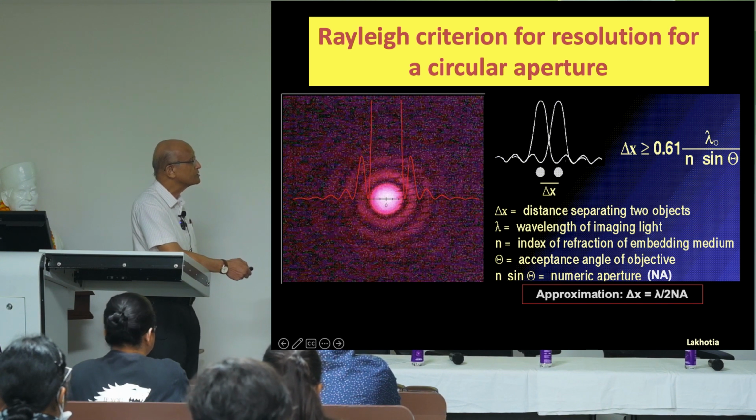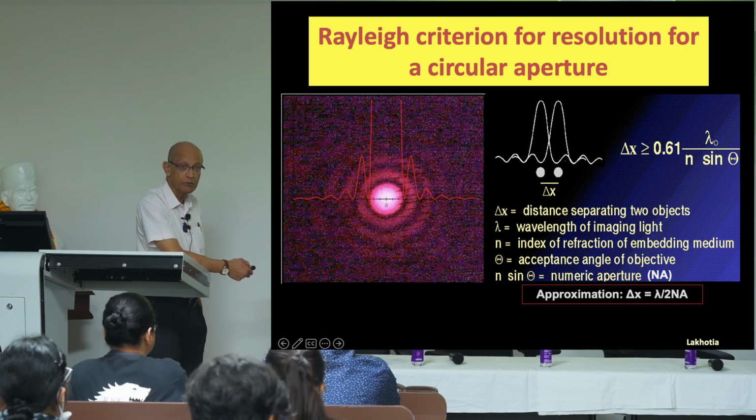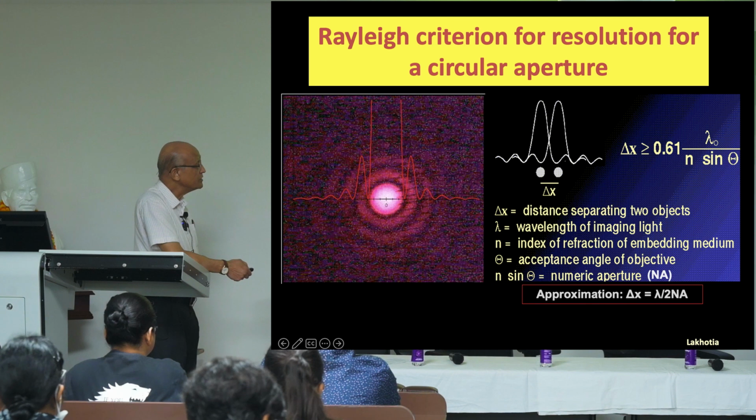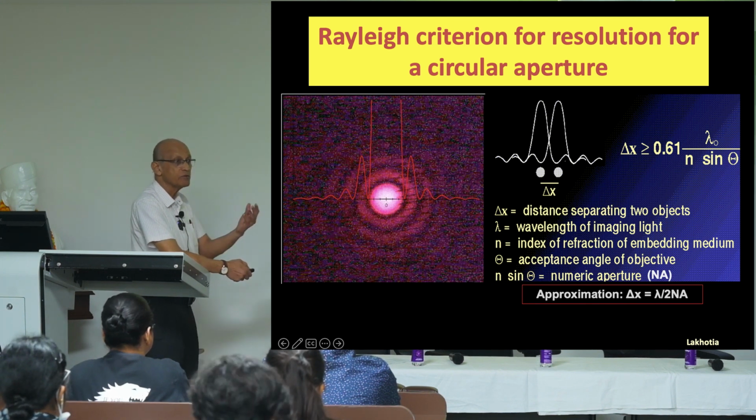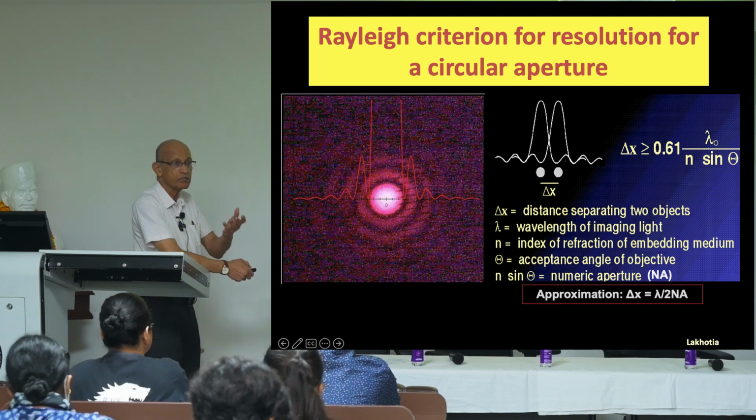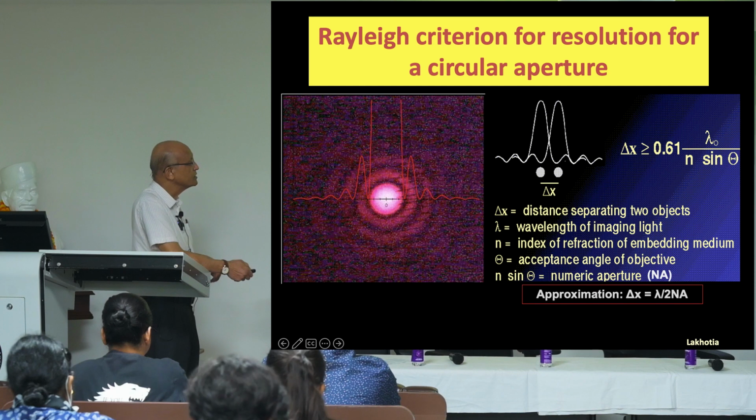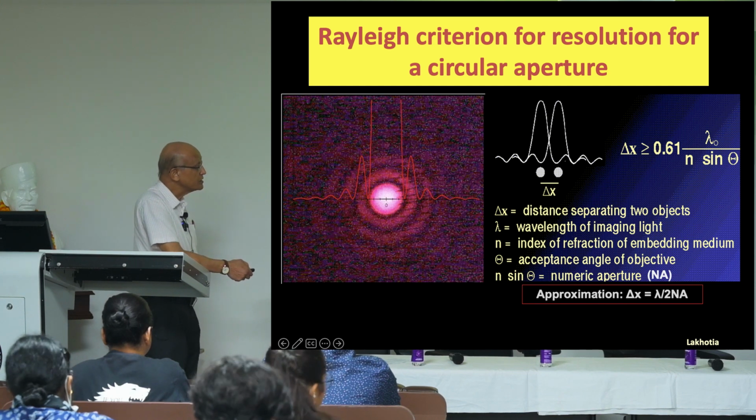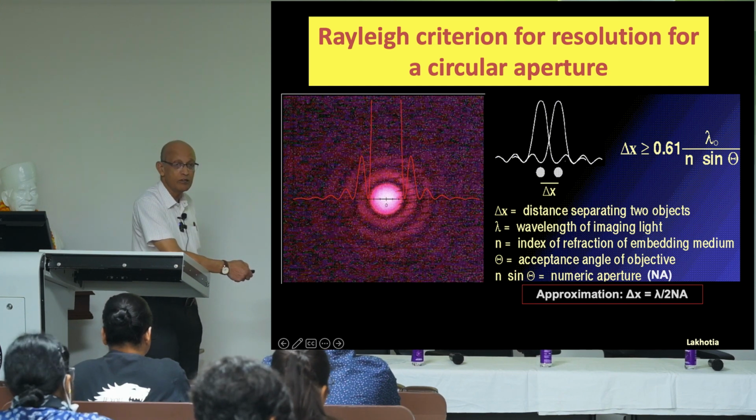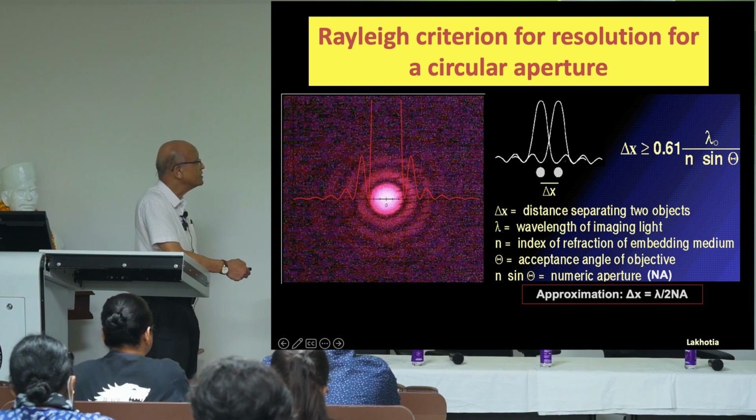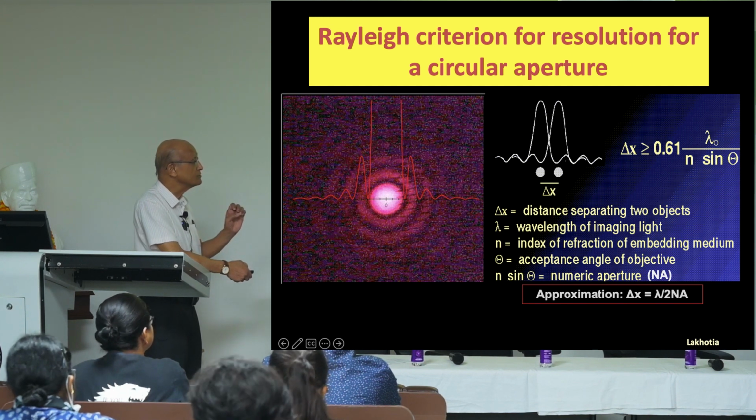lambda over n sine theta. Lambda is the wavelength of the light in which you are imaging, and n is the refractive index of the medium through which light is passing. In the case of glass and cover slip, the refractive index is 1.5. Then there is sine theta, the sine of the angle theta, which is defined by the objective's numerical aperture.